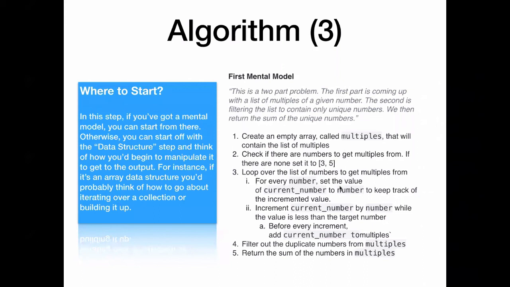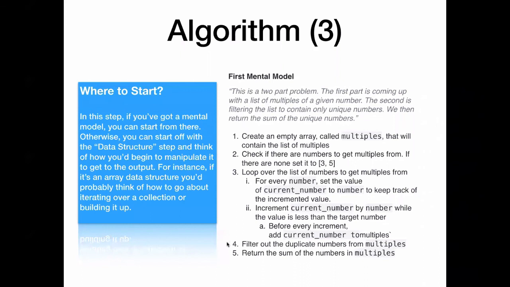So this is the part where we're building it. For every number, set the value of current number to keep track of the incremented value because we want to check if that number is a multiple or not and add it. Then increment current number by number while the value is less than the target number. Before every increment, add current number to multiples. So that's the way we're building up or collecting the list. So this is the collecting part.